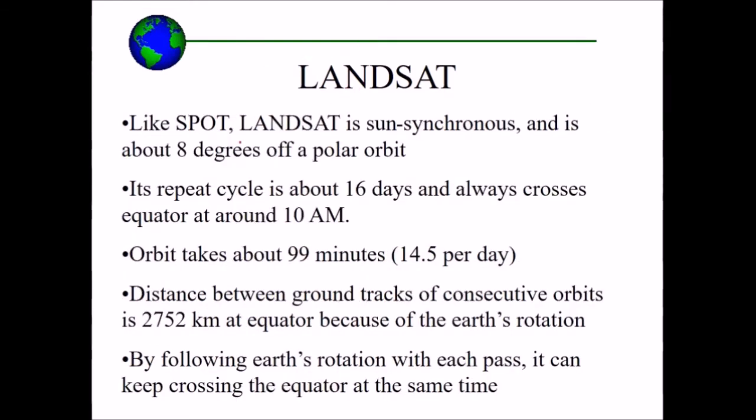Like SPOT, which we have just discussed, Landsat is also sun-synchronous, and it is about 8 degrees off the polar orbit. Its repeat cycle is about 16 days and it always crosses the equator at around 10 a.m. The orbit takes about 99 minutes, roughly 1.5 hours. So about 14.5 orbits per day are possible. The distance between ground tracks of consecutive orbits is around 2,752 km at the equator because of the Earth's rotation. By following Earth's rotation with each pass, it can keep crossing the equator at the same time.